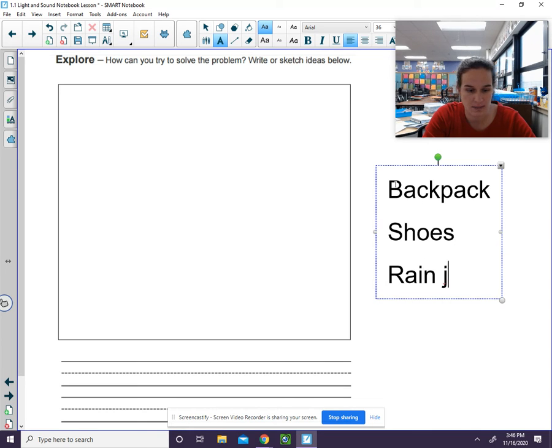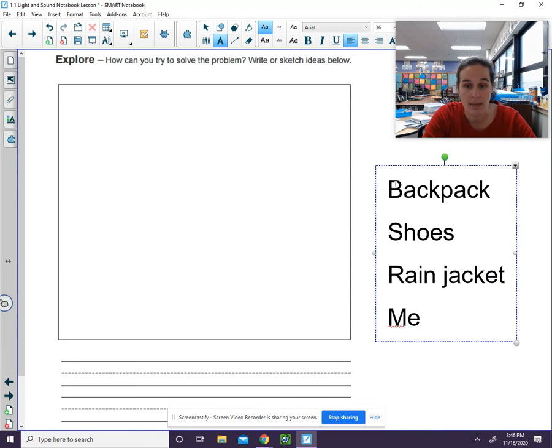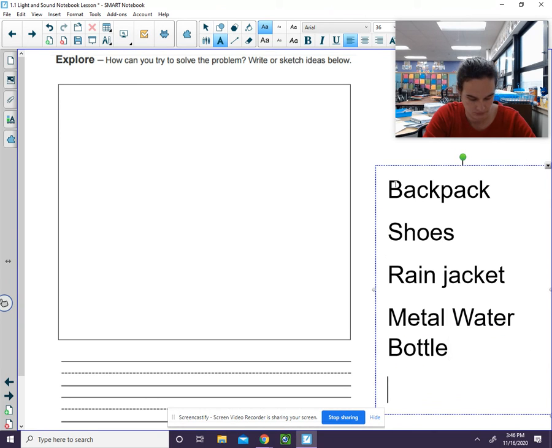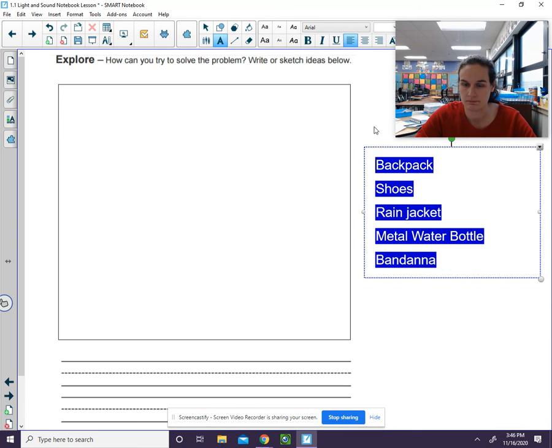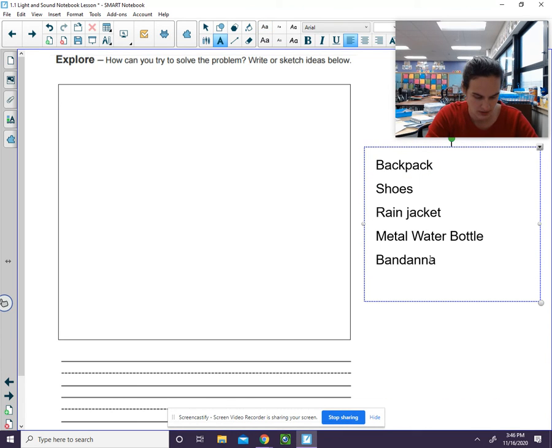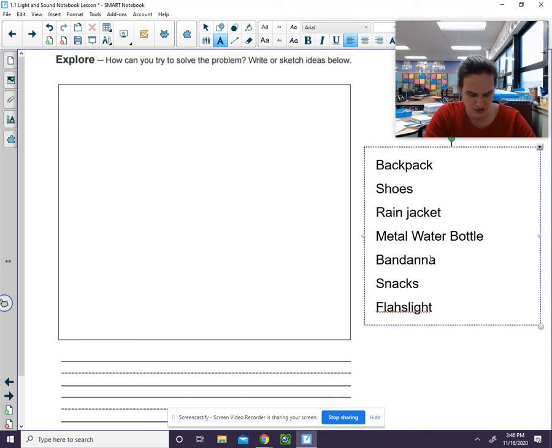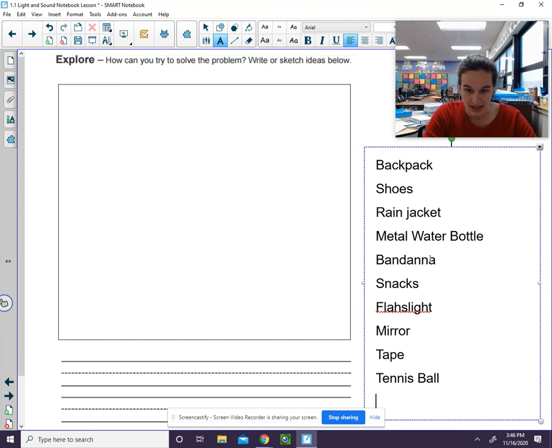They have a rain jacket, a metal water bottle, a bandana, she has some snacks, flashlight, mirror, tape, tennis ball, and string.